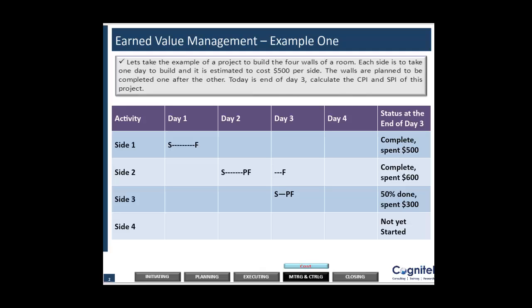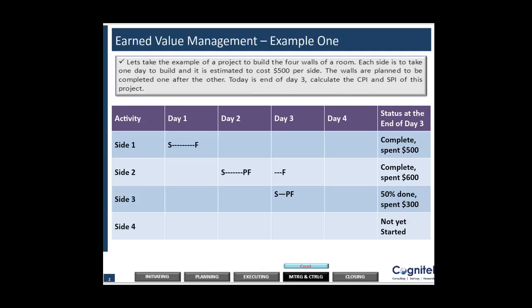Now based on this data, forget the question, can anyone tell me the planned value at the end of day 3? You can tell me in terms of walls, forget the dollar figure for the time being. If I go by the definition, planned value is the amount of work which is planned to be completed. So how much was planned to be completed at the end of day 3? Yeah, planned value at the end of day 3 is 3 sides. I should have completed 3 sides.